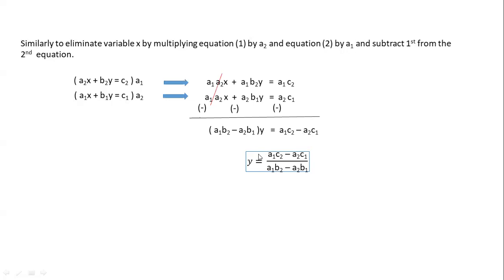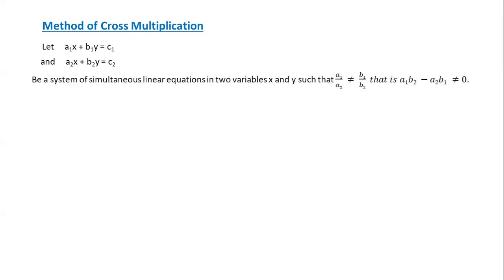Clear? So with the previous one we have calculated the x, now we have calculated the y. So method of cross multiplication. This is actually the definition. We have calculated the x value and y value. Let a1x plus b1y is equal to c1 and a2x plus b2y is equal to c2 be a system of simultaneous linear equations in two variables x and y, such that a1 upon a2 is not equal to b1 upon b2. That means the ratio of the coefficients of x is not equal to the ratio of the coefficients of y. That is, a1b2 minus a2b1 is not equal to 0.